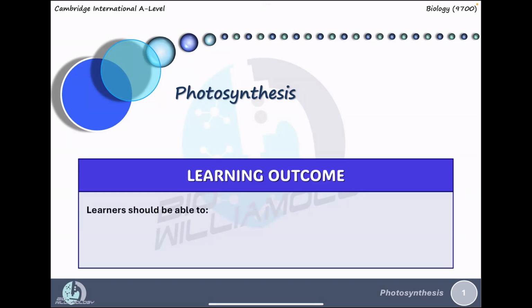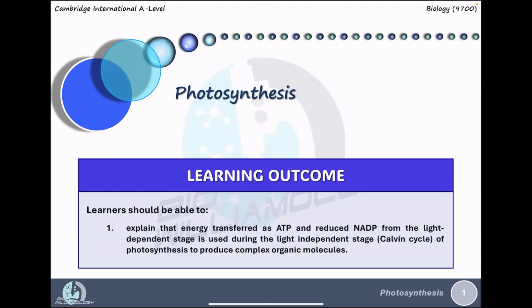In this lesson, we will explore photosynthesis in general. At the end of this lesson, you will be able to explain that energy transferred as ATP and reduced NADP from the light-dependent stage is used during the light-independent stage, also known as the Calvin cycle of photosynthesis, to produce complex organic molecules or complex organic carbon compounds. Let's get started.